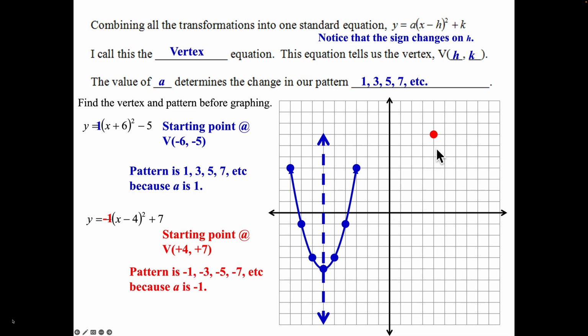This is going to open down. 1 to the right, down 1. 1 to the right, down 3. 1 to the right, down 5. 1 to the right, down 7. I keep going to fill the entire graph with points.